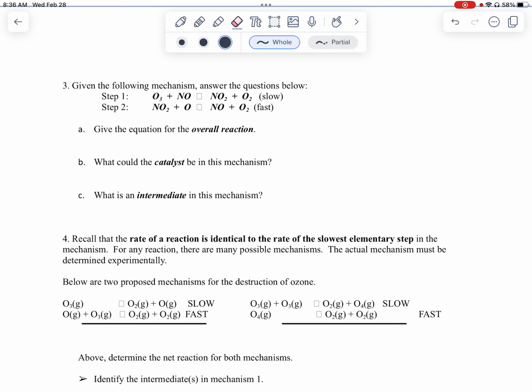So the next question is, what could the catalyst be? Go back and look at what I said earlier. Catalysts appear in the beginning and they appear at the end. An intermediate is made and immediately used. So go try those.